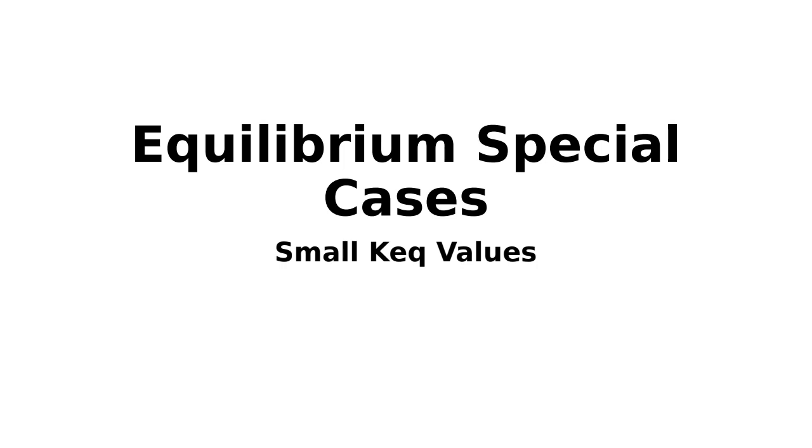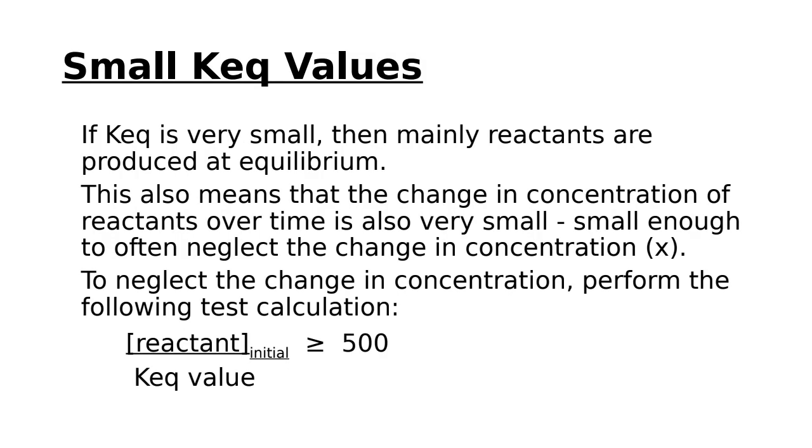Today's lesson focuses on special cases in equilibrium. In this case, we're going to talk about very small KEQ values. Sometimes we're going to do an equilibrium question, and we're going to notice that the KEQ constant is very small, and we mean really, really small. Usually it is around 10 to the negative 7 or 10 to the negative 8 and smaller.